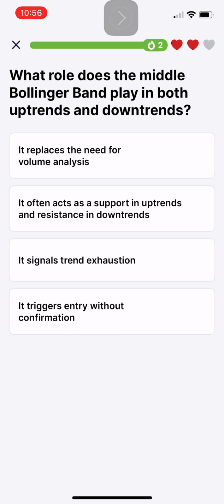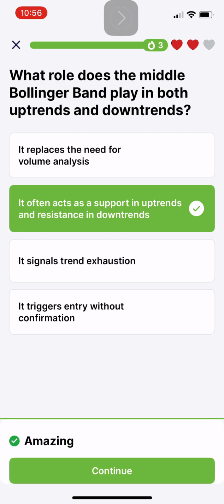It replaces the need for volume analysis. It often acts as a support in uptrends and resistance in downtrends. It signals trend exhaustion. It triggers entry without confirmation. Amazing.